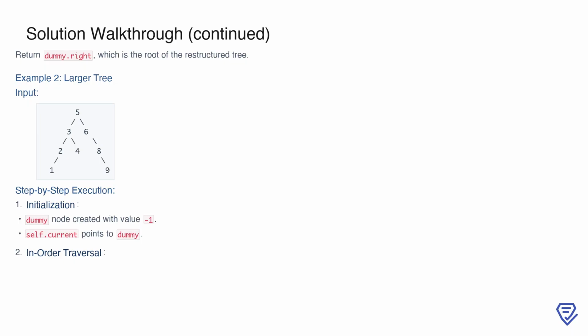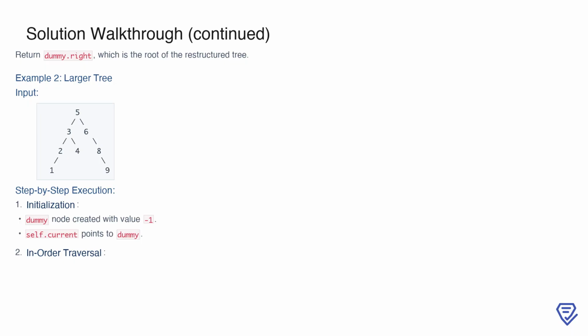Now, let's examine a more complex example with a larger binary search tree. This tree has 5 as the root, with 3 and 6 as its left and right children, respectively. Node 3 has 2 children, 2 and 4, while node 6 has a right child, 8. Additionally, node 2 has a left child, 1, and node 8 has a right child, 9.